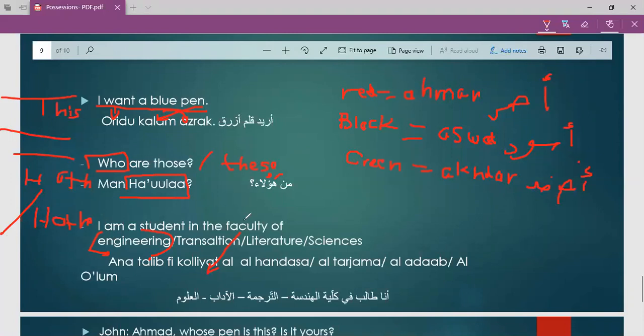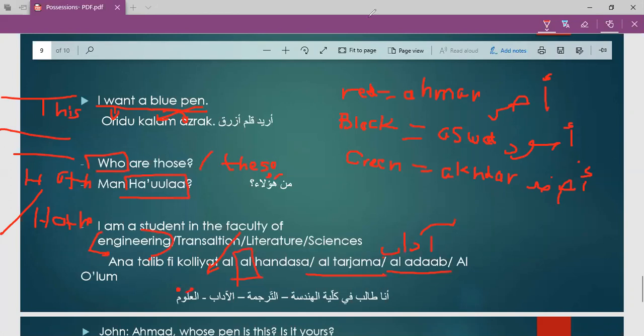Engineering is al-handasa. Again, I add al because I'm specifying. Translation is al-tarjama. Literature is al-adab. This is a long sound of a. Adab. Sciences is what? Al-ulum. So I'm a student in the Faculty of Engineering. Ana talib fi kulliyat al-handasa. In the Faculty of Translation, kulliyat al-tarjama. In the Faculty of Literature, al-adab. In the Faculty of Sciences, al-ulum. Okay?